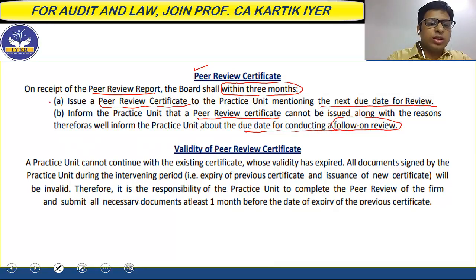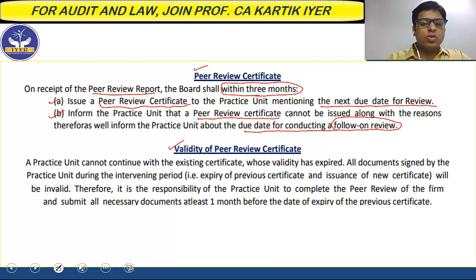So basically, we are issuing the peer review certificate in this case and also informing a due date for the next review. And in this case, we are not providing the certificate, with the reasons. And we are telling them that, see, we cannot give you the certificate right now. The certificate may be given only after conducting the follow-on review. So we will give them the due date for the follow-on review. Okay. Next is validity of the peer review certificate.